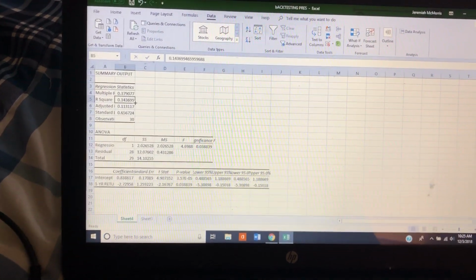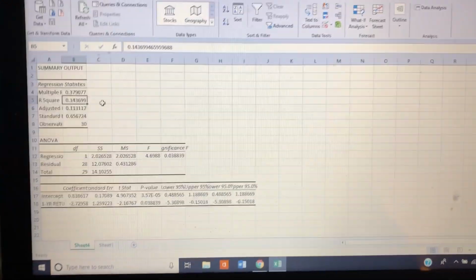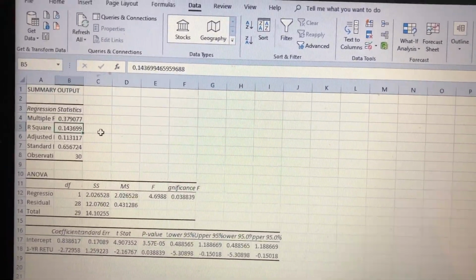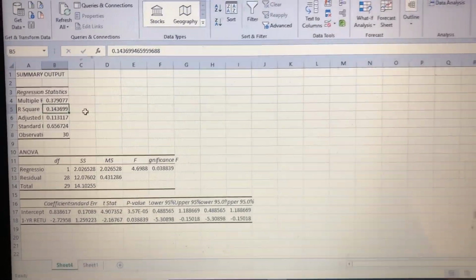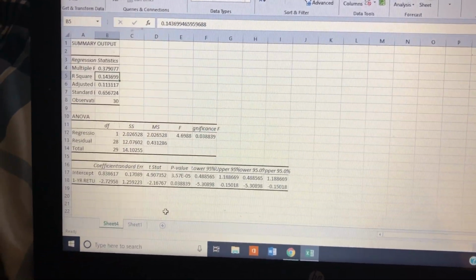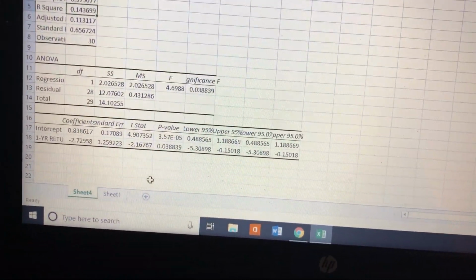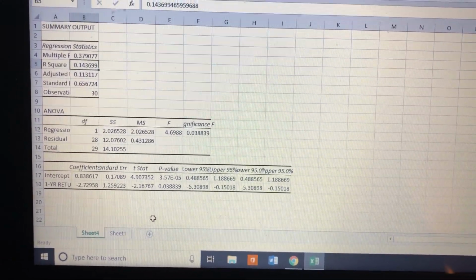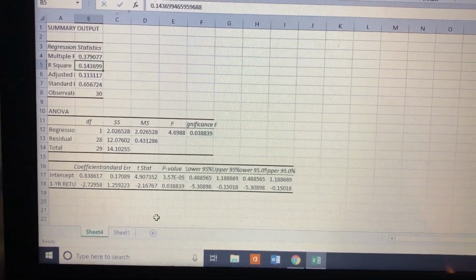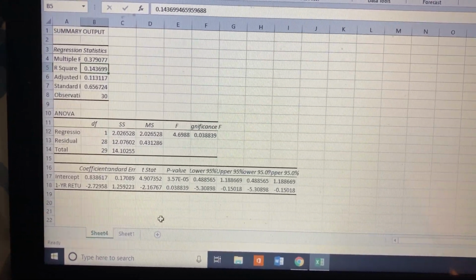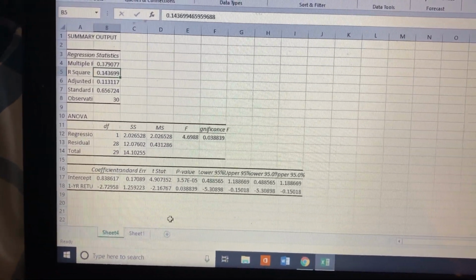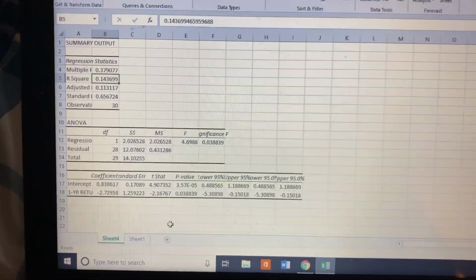So looking at this data, we're looking at R squared, which is the measure of how well this fits the line. And by judging off of what we have here, it shows that it doesn't fit the line too well. Now looking at our coefficients here, it's not fitting the line very well.